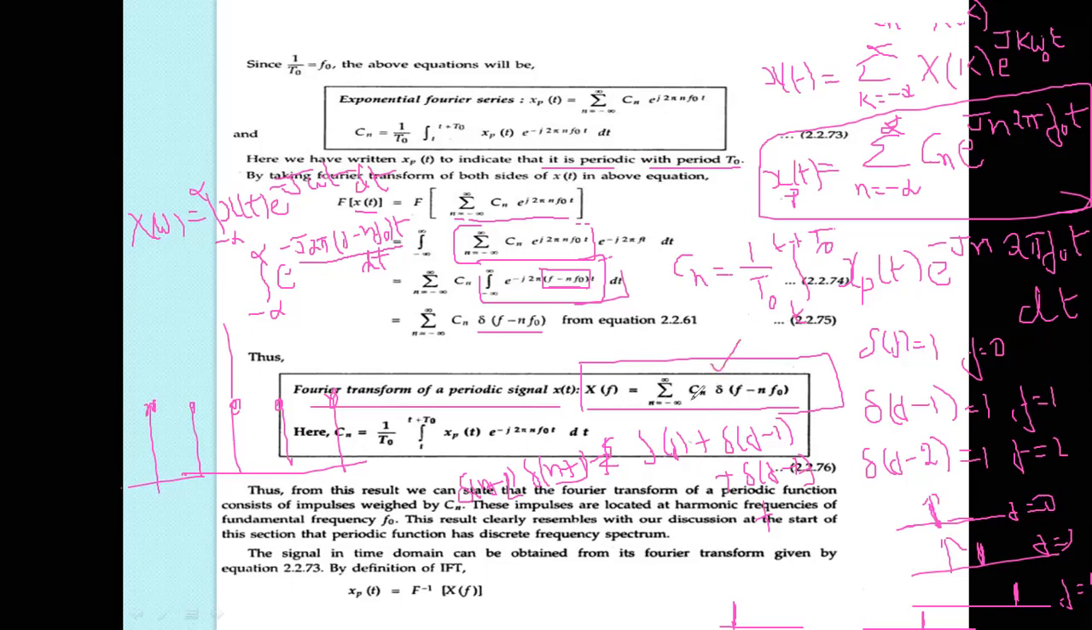The sum of n from minus infinity to infinity of Cn into delta of f minus n f naught. This is the equation obtained from the integral from minus infinity to infinity of the exponential function. Understood, my dear students? Okay.